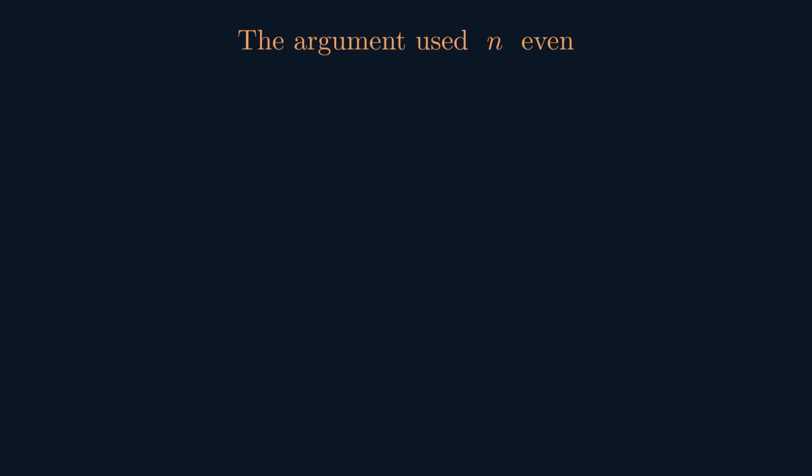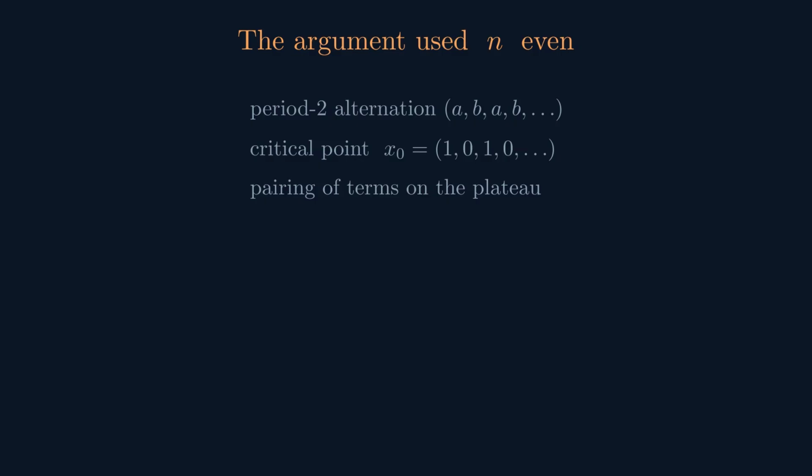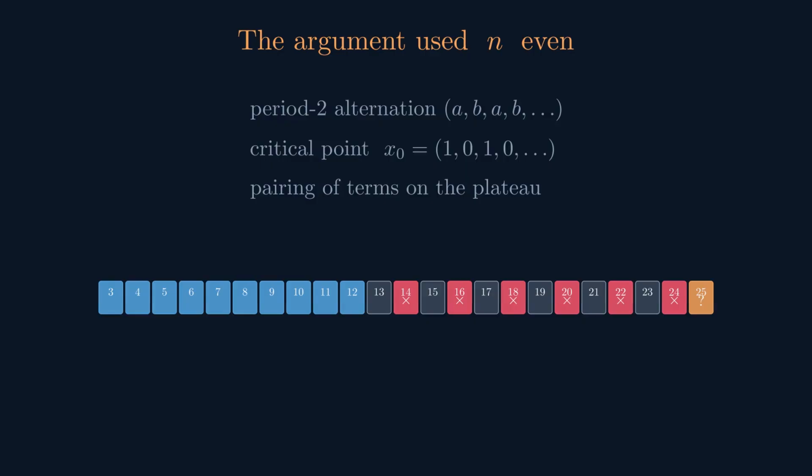That dip only exists because n is even. Every step of the story used it. The period 2 alternation, the point x0, the pairing of terms on the plateau. So the argument does not carry over to odd n on its own, but it also tells us where even n keeps failing. The same mechanism breaks the inequality for every even n at least 14, 16, 18, 20, and so on. The first odd counterexample is n equals 25.